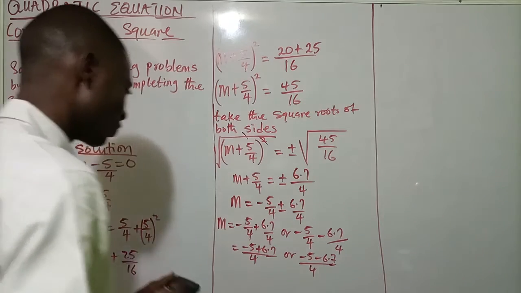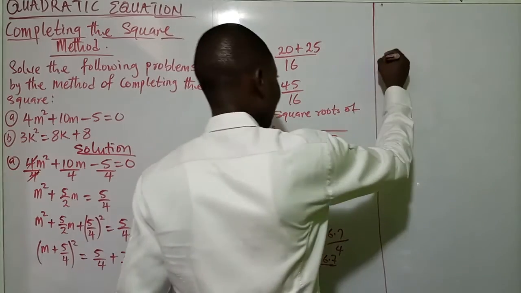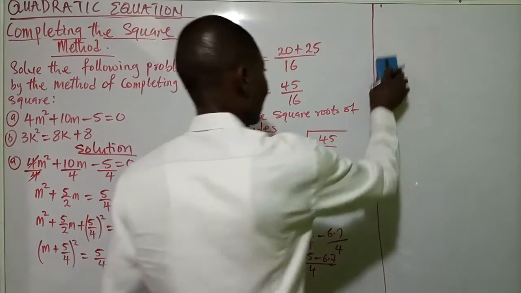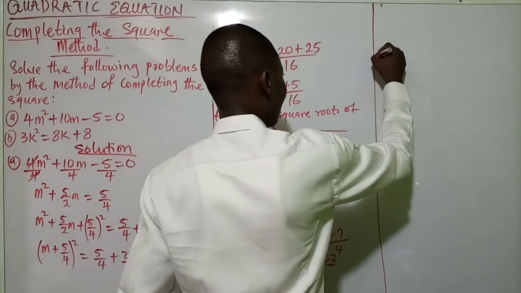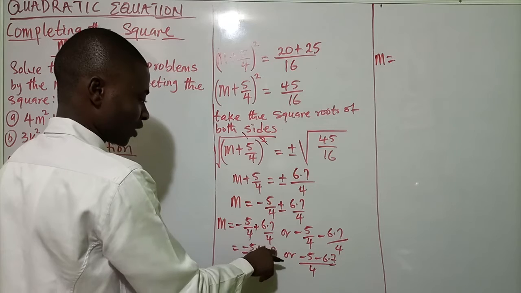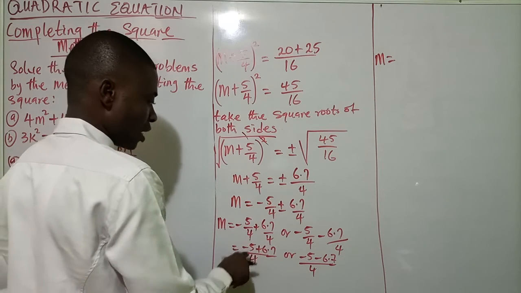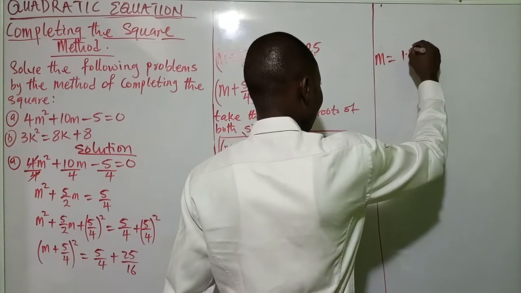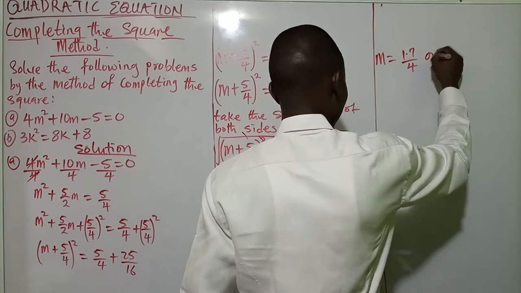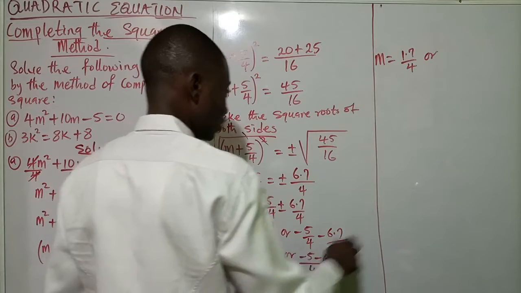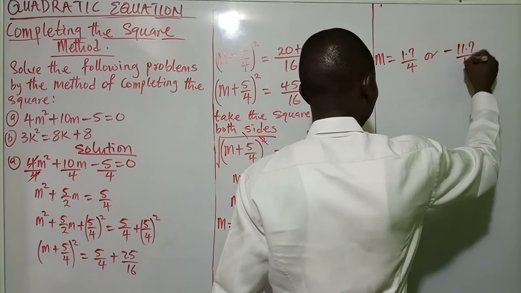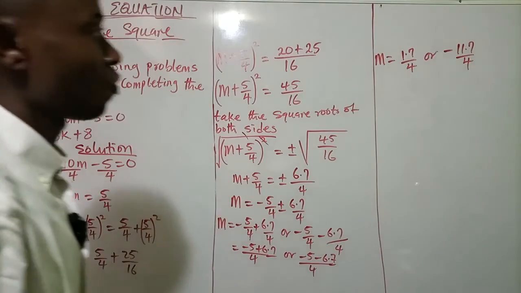So this is minus 5 plus 6.7 over 4, or minus 5 minus 6.7 over 4. Okay, so this means that m now is equals to, from this, minus 5 plus 6.7 is 6.7 minus 5. That will give us 1.7 over 4, or minus 5 minus this gives us minus 11.7 over 4.